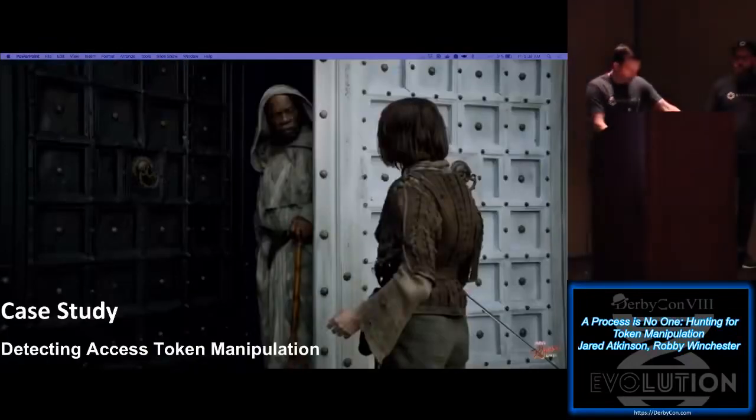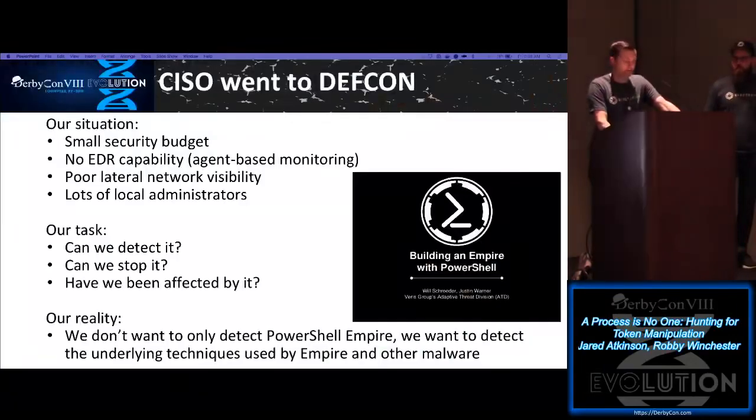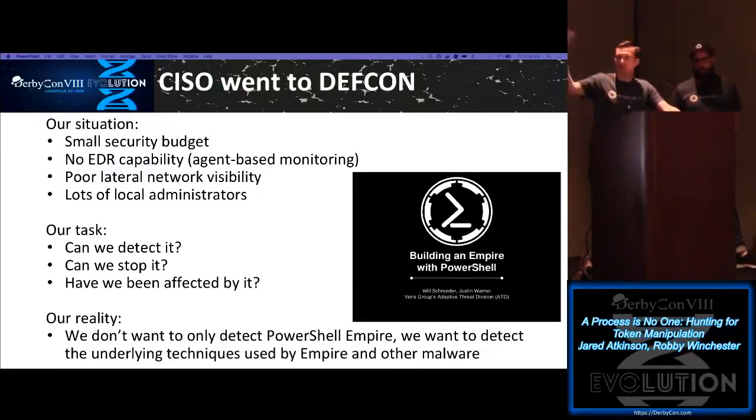So now we're going to actually get into the meat of it. This is our case study of detecting access token manipulation. The scenario, a situation that I'm sure no one can relate to: you have a small security budget, you don't have any EDR because that costs money, you have basically no lateral network visibility, and people have to install their own printers, so everyone's a local admin, because why not? So your CSO went to DEF CON and saw this building an empire with PowerShell talk, and they come home and say, can we detect PowerShell? Can we detect PowerShell Empire? We want to detect this.